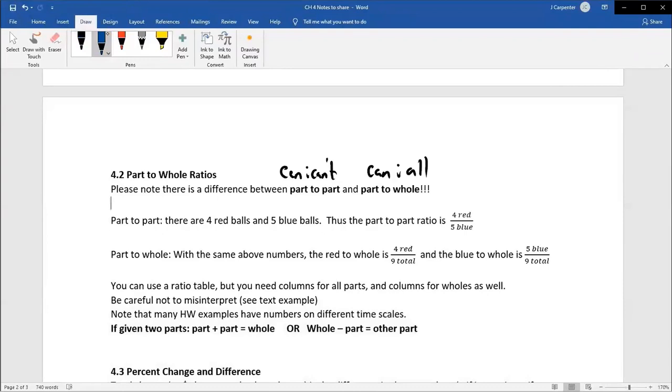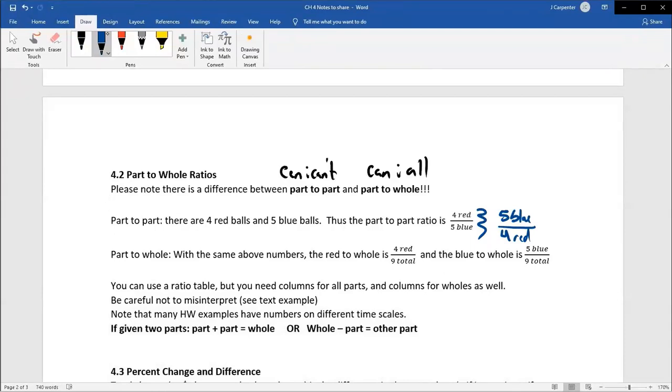Now, why did I choose to go red over blue? Well, personally, because I said red and then I said blue. But if someone doesn't say you have to do red to blue, or if the logistics don't determine you should do red to blue, you could do blue to red, in which case it would be 5 blue to 4 red. That is also a part-to-part ratio. It's just a matter of which part you're comparing to which part. Again, in the real world, you may have to determine which one's better. It might not matter which one's better, or you may be just told which way to do it.